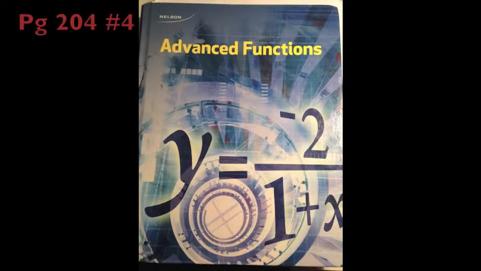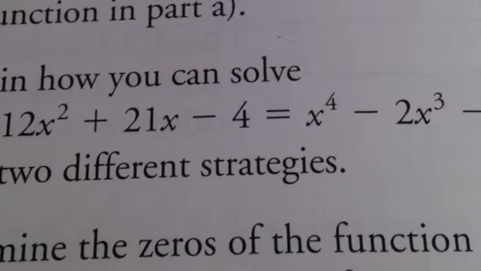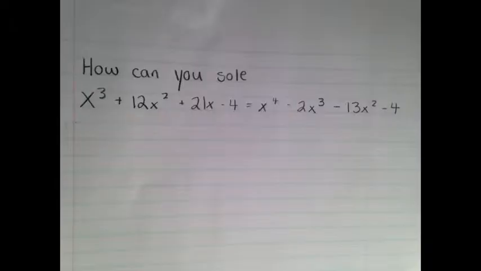First, you want to take out your math textbook and turn to page 204. We're going to be doing number 4. The question is, explain how you can solve this equation using 2 different strategies. Let's write it out first so we can have a better look. Please ignore the missing v and solve.